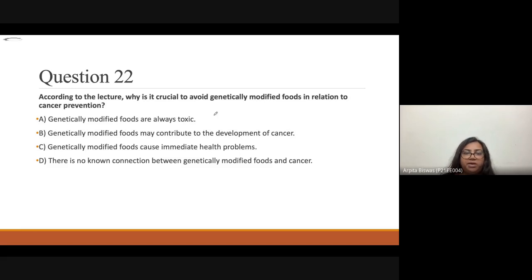According to the lecture, why it is crucial to avoid the genetically modified food in relation to the cancer prevention? The first option is genetically modified food are always toxic. Second option is genetically modified food may contribute to the development of cancer. The option C is genetically modified food cause the immediate health problem. And the option D is there is no known connection between the genetically modified food and the cancer. So what is the right answer?